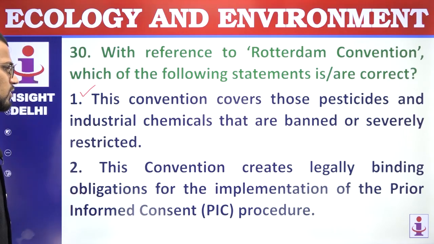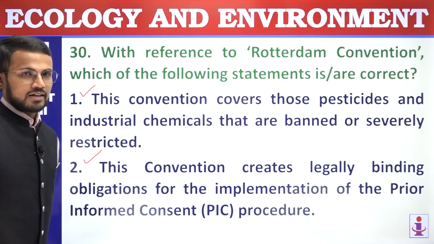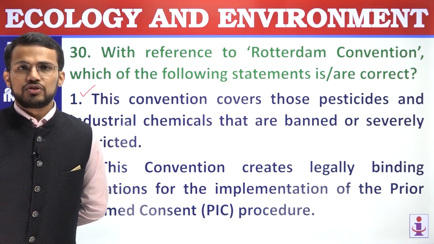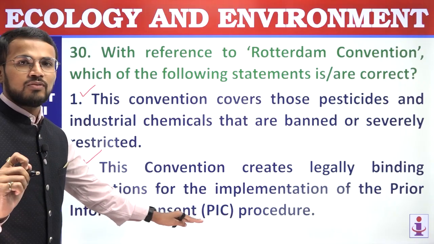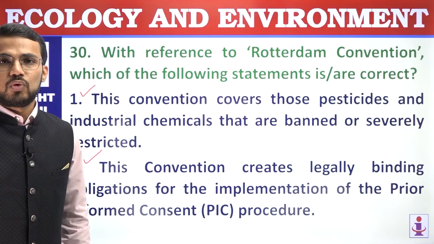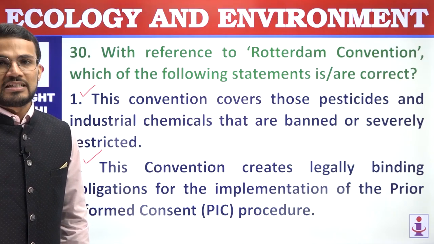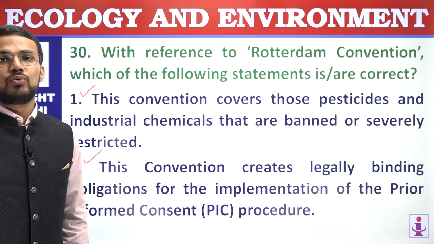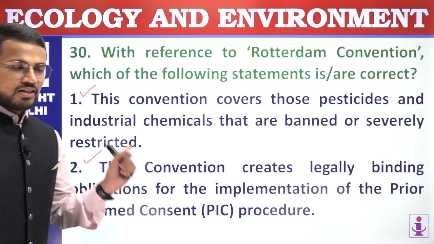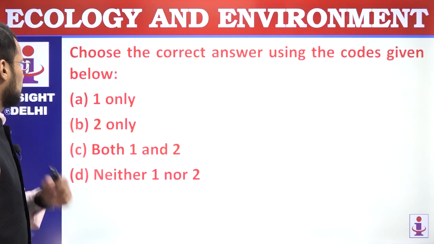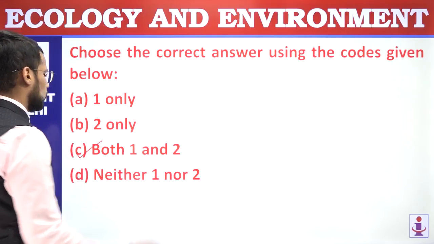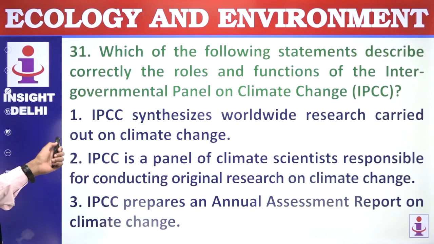Second, this convention creates legally binding obligations for the implementation of the prior informed consent procedure. This is also a correct statement. Members of Rotterdam Convention have to come to the consent in the form of prior informed consent, wherein they will share the information what the chemical is and whether it is a chemical which is harmful or banned by the global community. That information will be shared under prior informed consent. So both these statements are correct statements, and that's why answer is C, both 1 and 2. 30th question, answer is C.